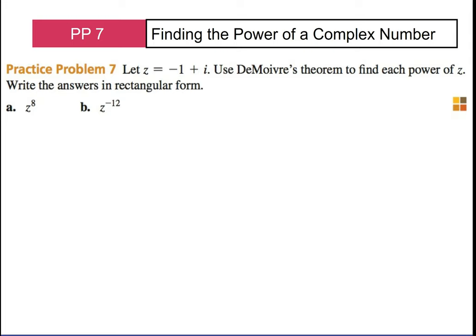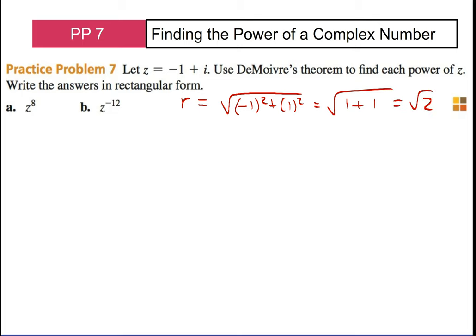All right, so let's go for it. There it is, z is equal to negative 1 plus I. Let's use de Moivre's theorem to find the power of z. So z to the 8th power, we're going to take negative 1 plus I to the 8th power. We could FOIL it out 8 times. I just don't think we want to do that. So first things first, we've got to put it into polar form. So we take negative 1 squared plus 1 squared, which becomes 1 plus 1, or the square root of 2.